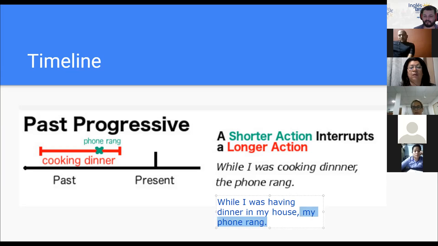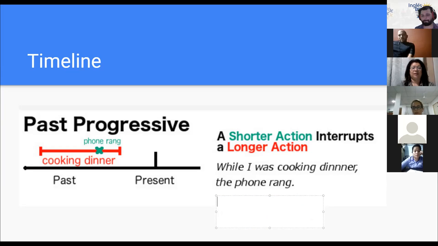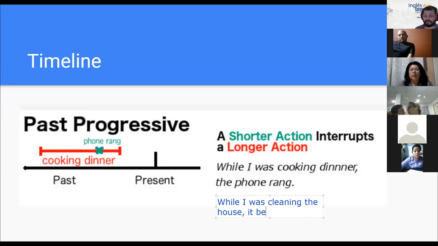Nuri, right? Give me your example, Nuri. Okay, teacher. While I was cleaning the house, it began to rain. Okay, while I was cleaning the house, it began to rain. Very good. Okay, good job. It began to rain. All right, pretty good.